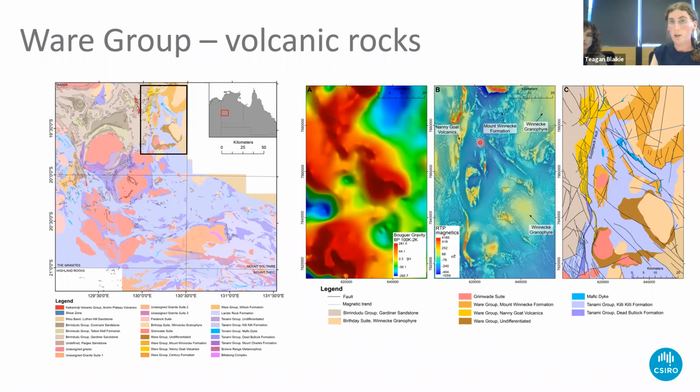The Mount Wainneke formation tends to be quite irregular. This sort of stippled texture has been subjected to a lot of brittle faulting. And you've got the Wainneke granifier, this intrusion here, with a moderate magnetic signature and a smooth response.